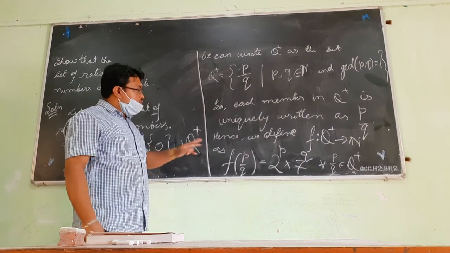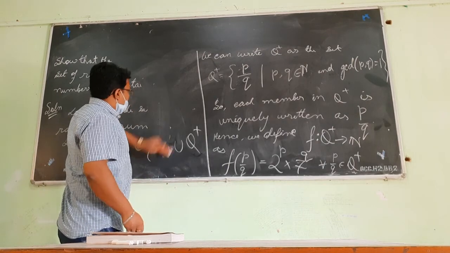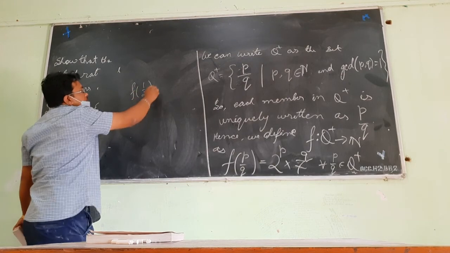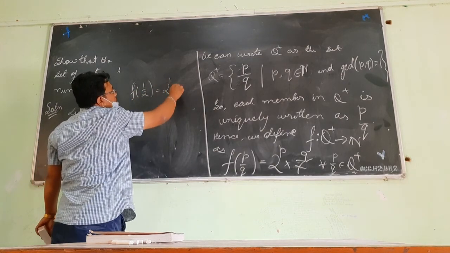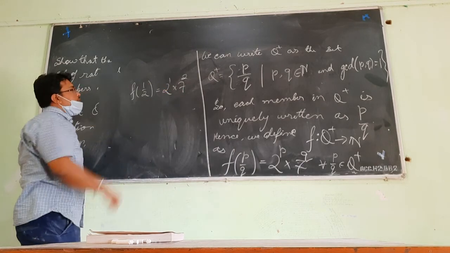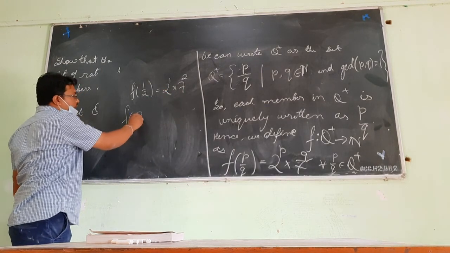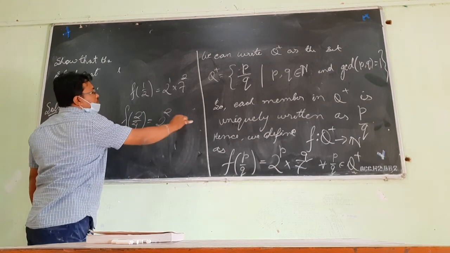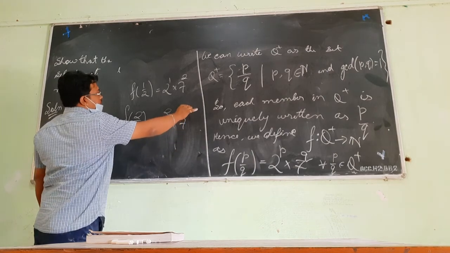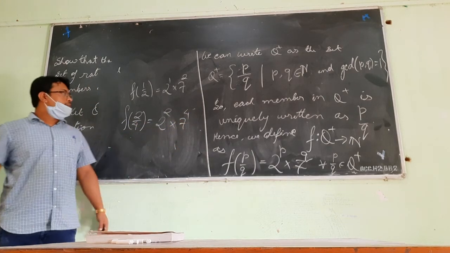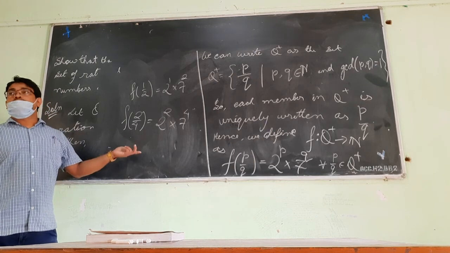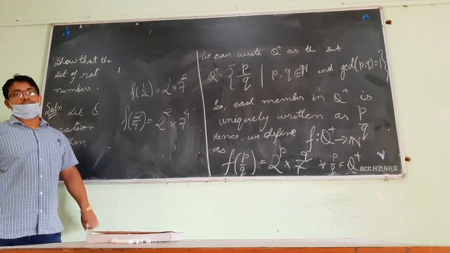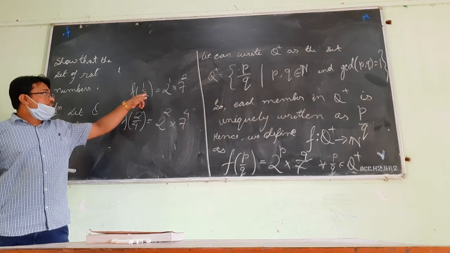Now have a look at this function. What will be f of half? It will be 2 to the power 1 into 7 squared. That is f of half. What will be f of 2 by 4? Is it 2 squared into 7 to the power 4? It's not correct, because 2 by 4 is not in its simplest form. 2 by 4 is actually the same as 1 by 2.